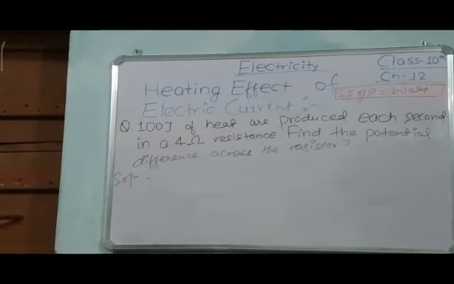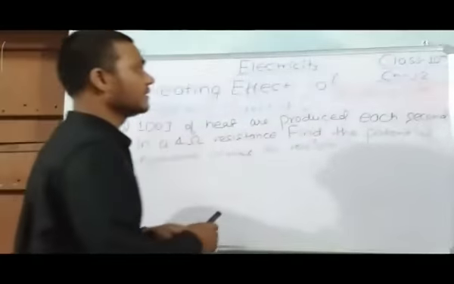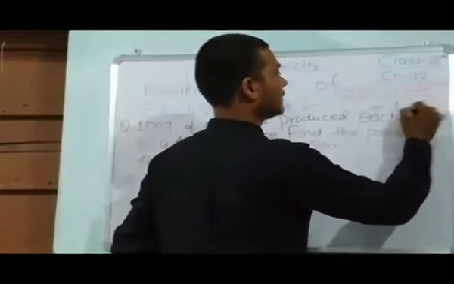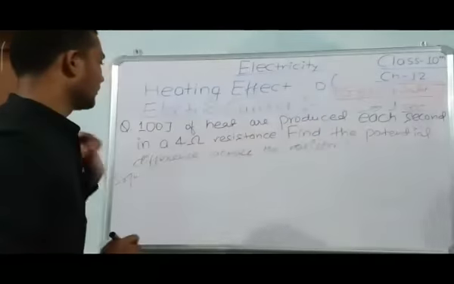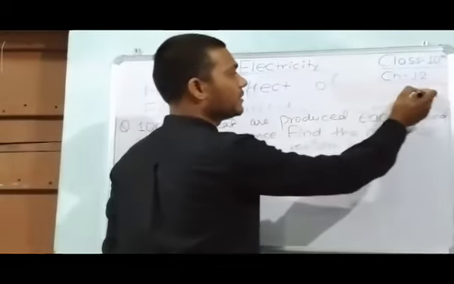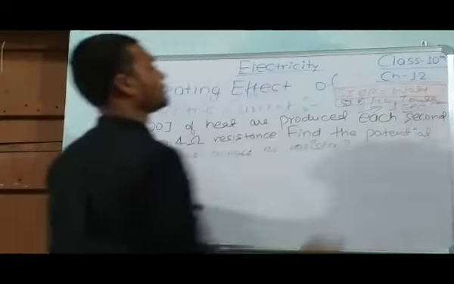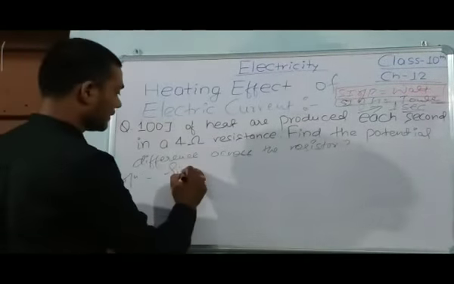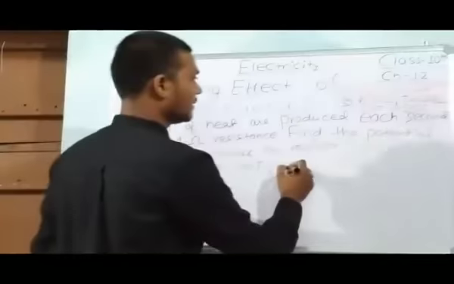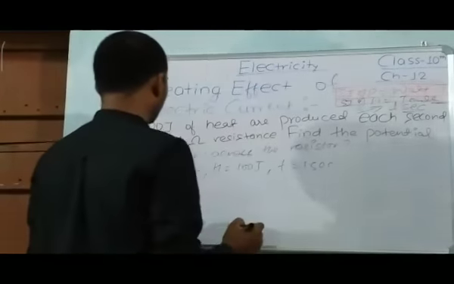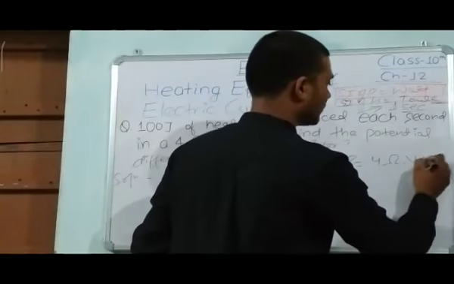Next question is: 100 joule of heat are produced each second. Each second means 1 second. In a 4 ohm resistance, find the potential difference. The SI unit of power is watt and the SI unit of heat is joule. So in the given problem, heat is equal to 100 joule, time is equal to 1 second, resistance equals 4 ohm, and we need to find out the value of potential difference.